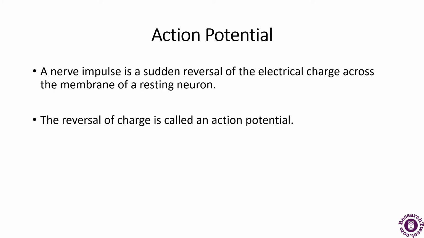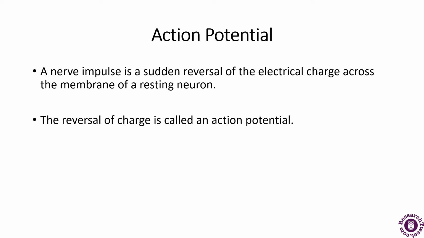Now, what is an action potential? An action potential, also called a nerve impulse, is an electrical charge that travels along the membrane of a neuron. It can be generated when a neuron's membrane potential is changed by chemical signals from nearby cells. In an action potential, the cell membrane potential changes quickly from negative to positive as sodium flows into the cell through ion channels while potassium flows out of the cell.